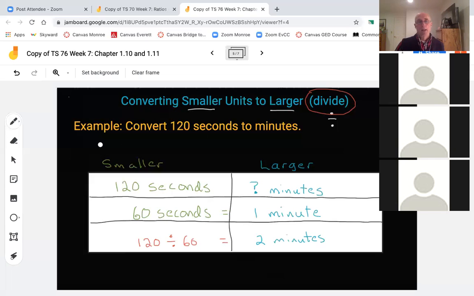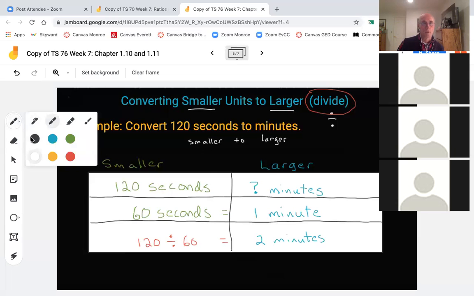So if they had the example, convert 120 seconds to minutes. I'm thinking about the question. This is seconds, minutes. Minutes are a larger unit of measurement, and seconds are the smaller. I can just look at those and see that I'm going from smaller to larger. And since I'm going from smaller to larger, I'm going to put it all in my chart, in the box here.